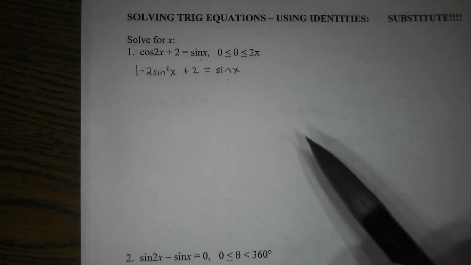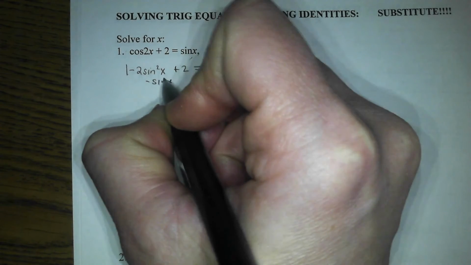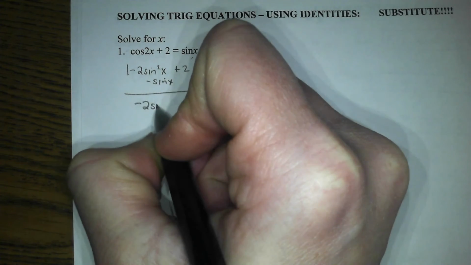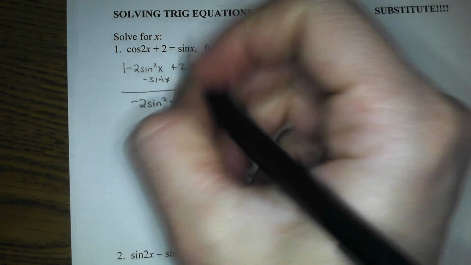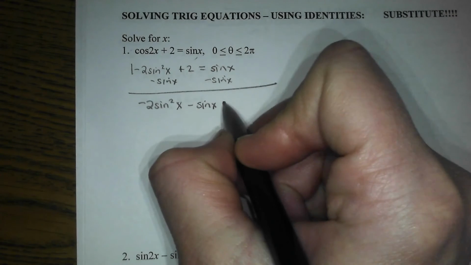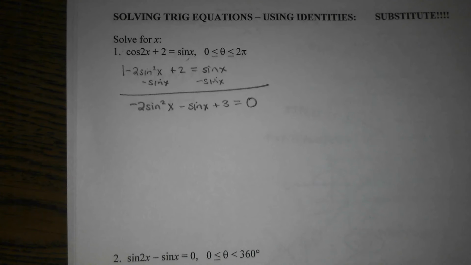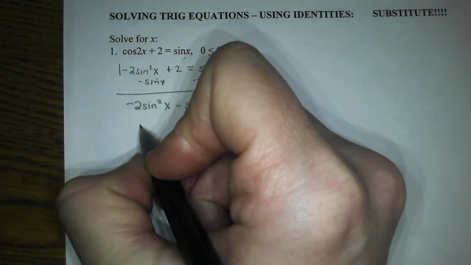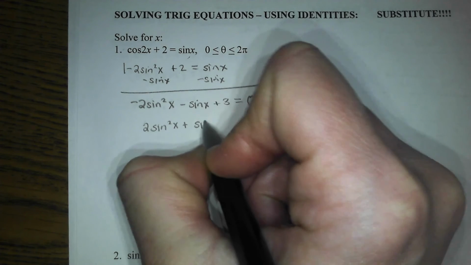So I'm going to bring everything over to the same side, subtract the sine x over. And then 1 plus 2 gives me 3. So there it all is, equaling 0. I hate when the leading coefficient is a negative, so I would just divide both sides by -1, which will just change all the signs.